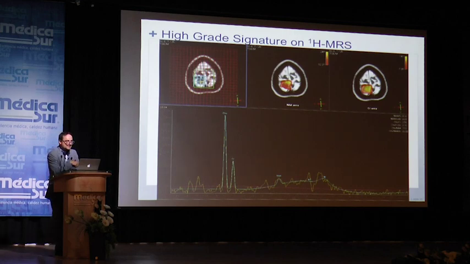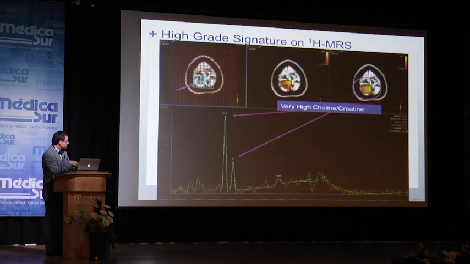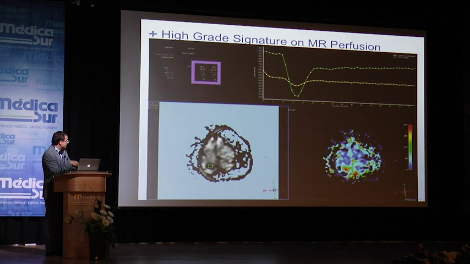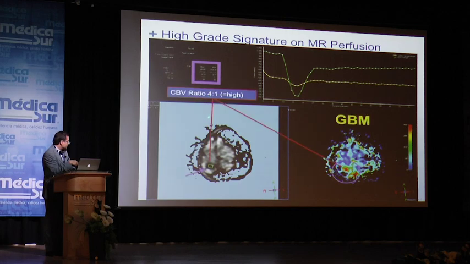In high-grade gliomas, again, MR spectroscopy that you've seen before, high choline peak, consistent with high-grade tumor. And on a perfusion, you can see a different picture. So this is the tumor right here, and you can see the red dot. It's associated with very increased perfusion to that area of the brain with a very high CBV ratio, 4:1, consistent with high-grade tumor.